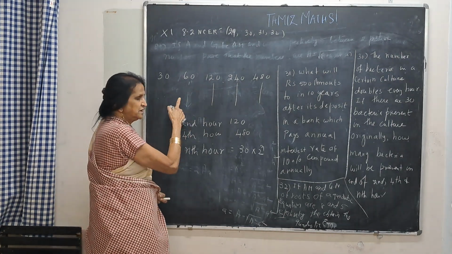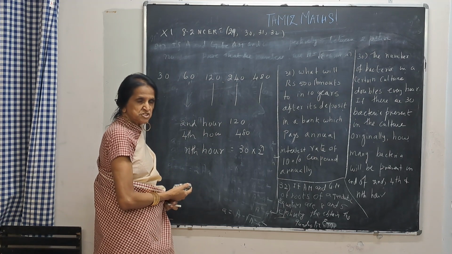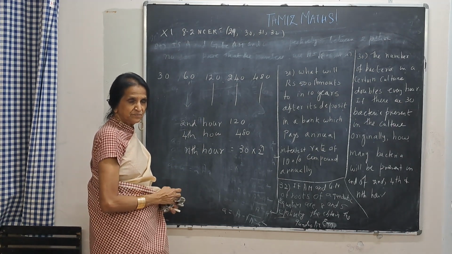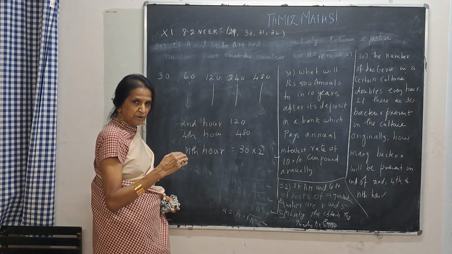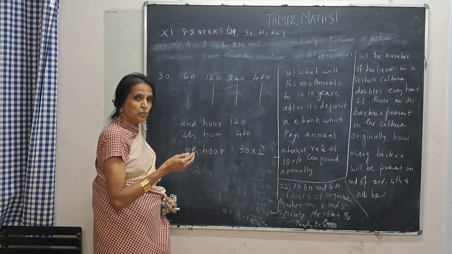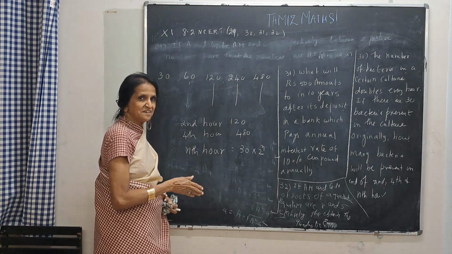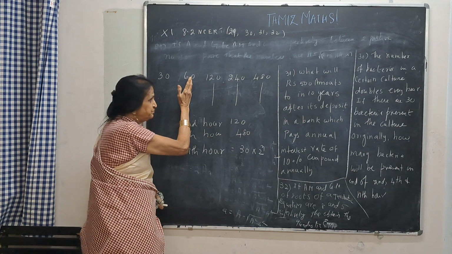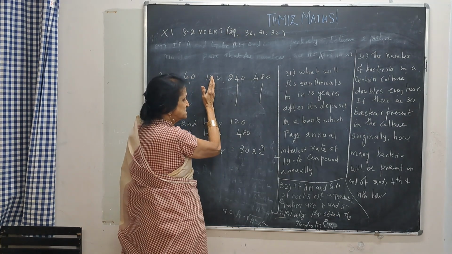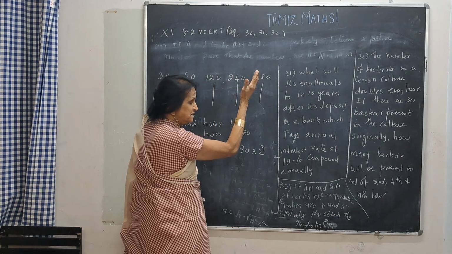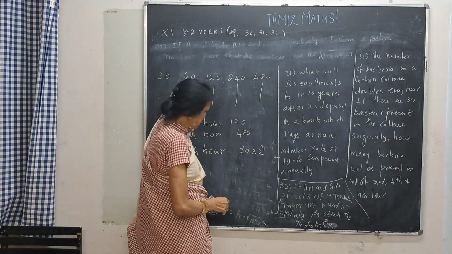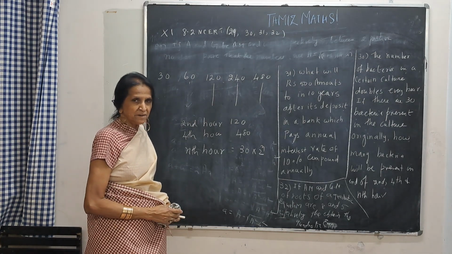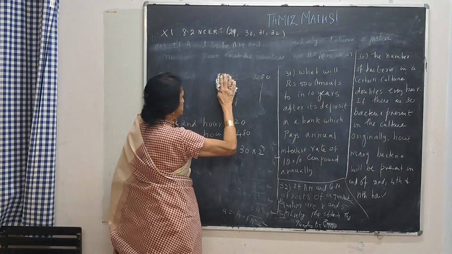Please don't have a feeling it's forming a GP. Therefore, the nth term will be a r power n minus 1. You're right, provided you treat it as a GP, but we want the bacteria in the nth hour. So this is the first hour end, this is the second hour end, so that will be the nth hour end. So it will be 30 into 2 power n and not 30 into 2 power n minus 1. I hope you understand that.